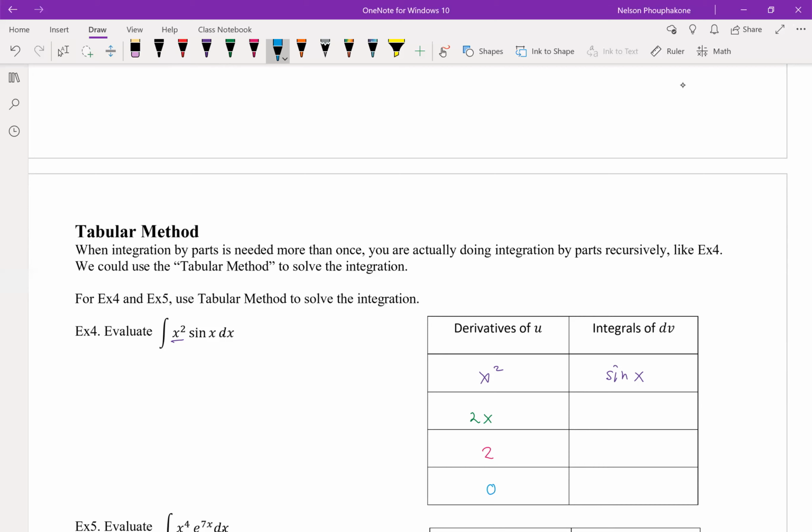And then to this side right here, we are going to take the integrals. So therefore, this one will be negative cosine of x, and then this one will be negative sine of x, and then the next one will be cosine of x, right? Now again, remember, to the right side of the table, we integrate. The left side, we take the derivative.